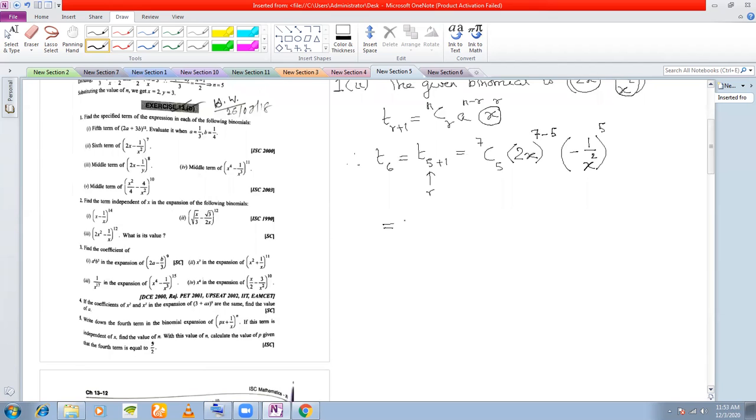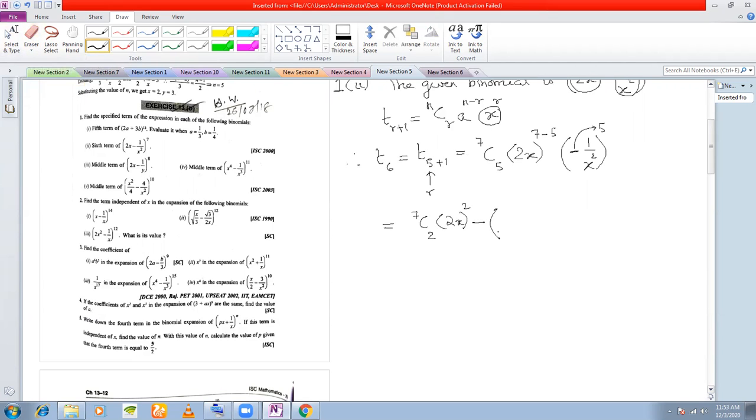So how do we find the sixth term now? 7C5 is the same as 7C2 because nCr = nC(n-r). And this becomes (2x)^2. And see, this is minus which has been raised to an odd power, so this minus sign remains. Let us write it this way.